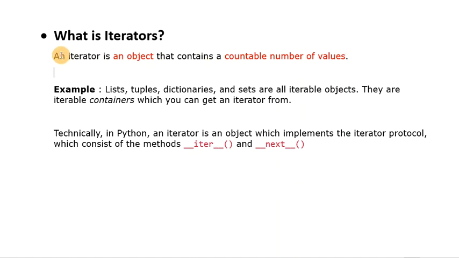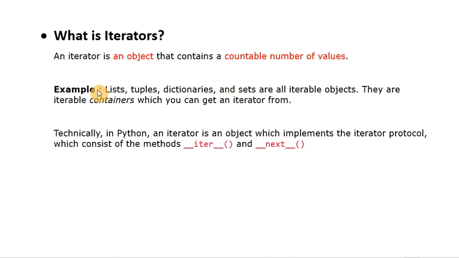So see the definition once again. An iterator is an object. This is an object, not a class, not a function. It is an object, and it contains a countable number of values. Values means it can contain more than one value, which are countable. So you can consider this whole definition as: an iterator is a kind of container which can contain more than one value, and those values are countable. This is the definition of an iterator. Now let's see the examples.